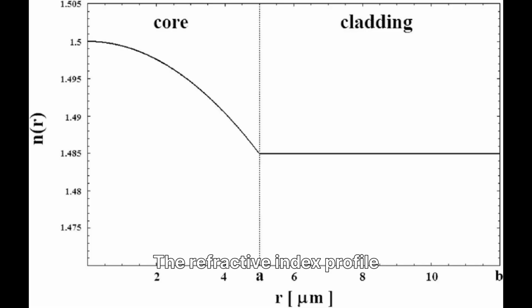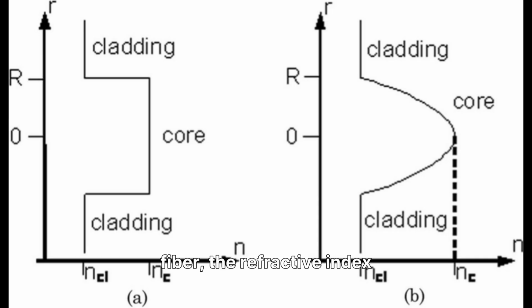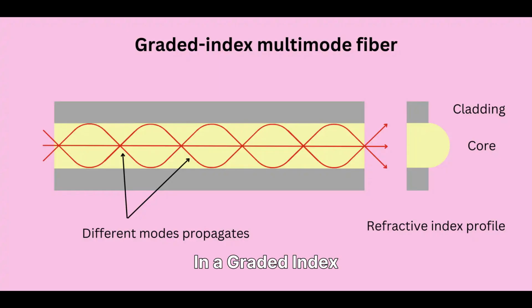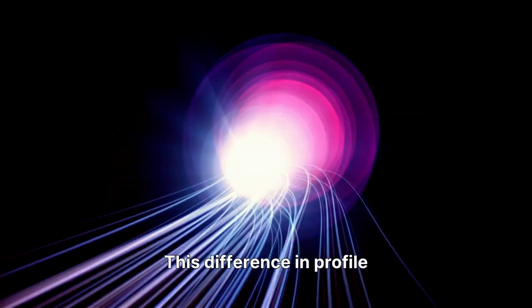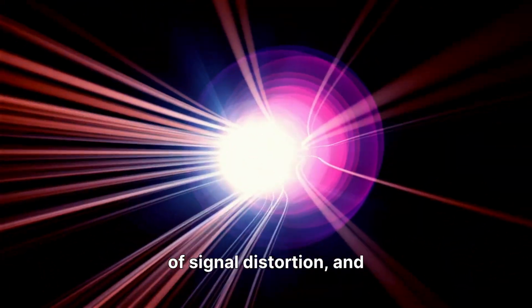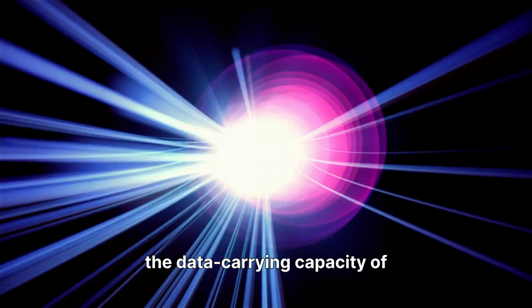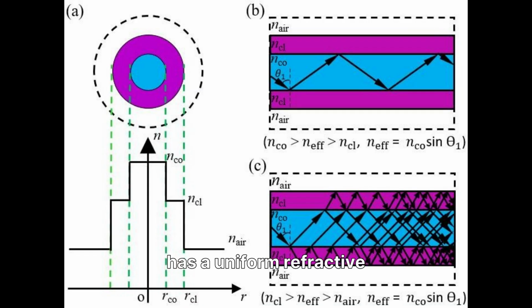The refractive index profile determines how light behaves inside a fiber. It shows how the refractive index changes from the center of the core to the edge. In a step index fiber, the refractive index changes abruptly between the core and the cladding, like a step. In a graded index fiber, the refractive index gradually decreases from the center of the core outward. This difference in profile shapes the path of light rays, the level of signal distortion, and the data carrying capacity of the fiber. A step index fiber has a uniform refractive index throughout its core and a sharp drop at the boundary between the core and cladding.